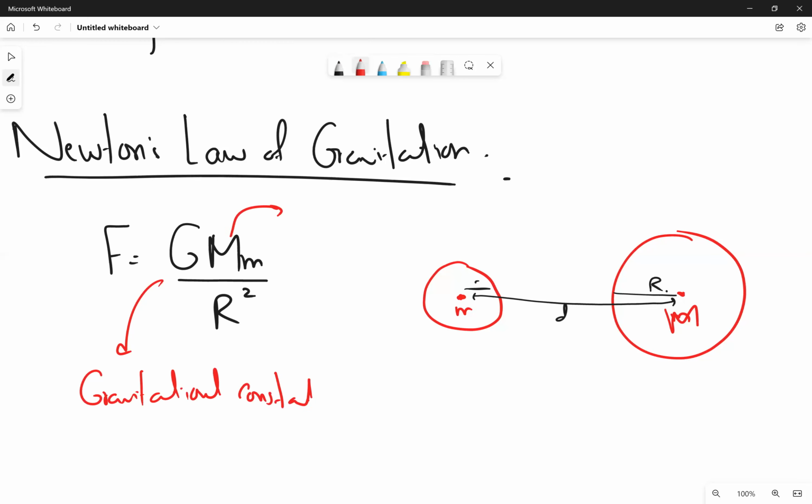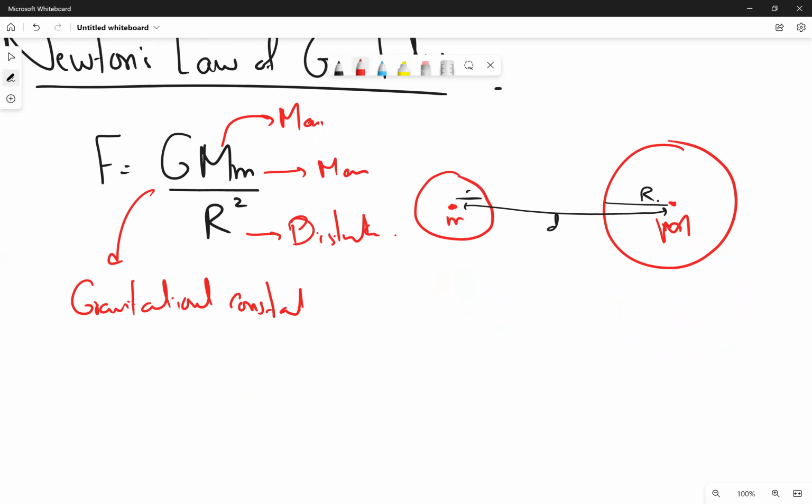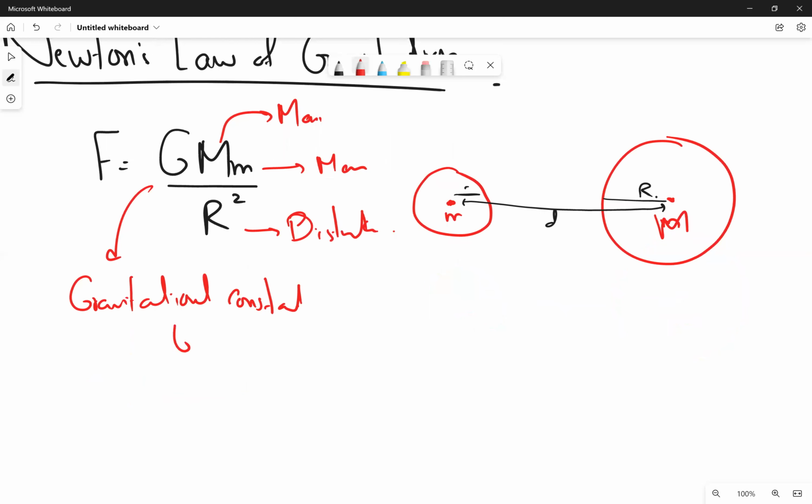This is the mass of object one, the first mass, and this is the second mass. This is the distance. R is basically the distance between the two objects, and F is the force of gravity. The gravitational constant has a value of 6.67 times 10 raised to the power of negative 11 newton meter squared kg to the negative 2. This is a constant value. It always remains the same.